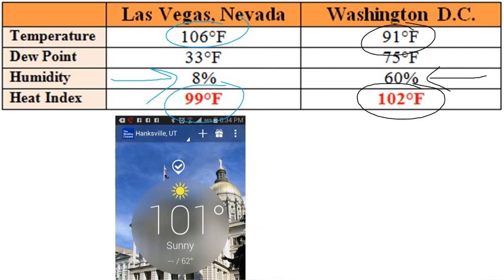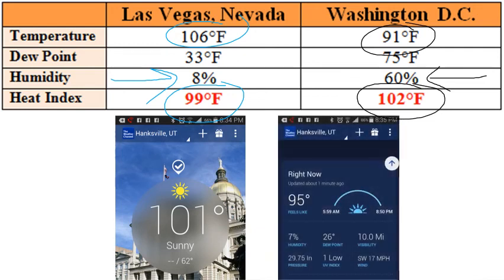Hanksville, Utah, a couple summers ago when I was there, was 101 degrees. It's pretty hot, but it only felt like 95 because the humidity was so low that as soon as your body sweat, the sweat left your body, and therefore it cooled you down so much quicker. It actually felt only like 95.